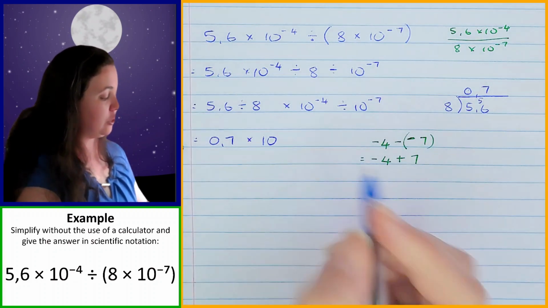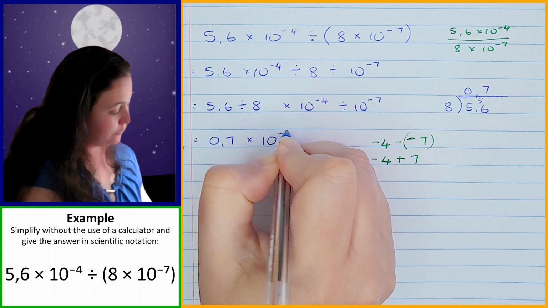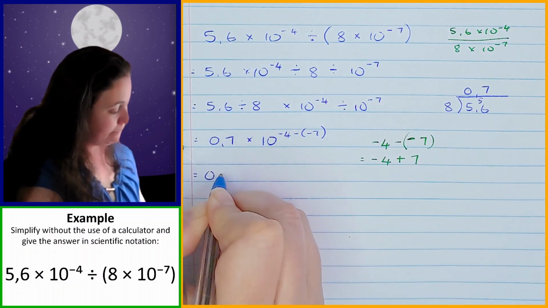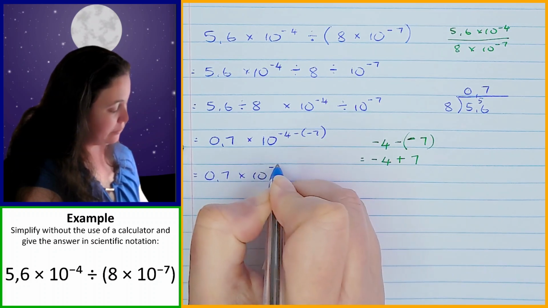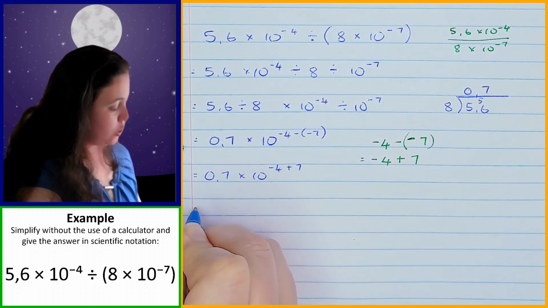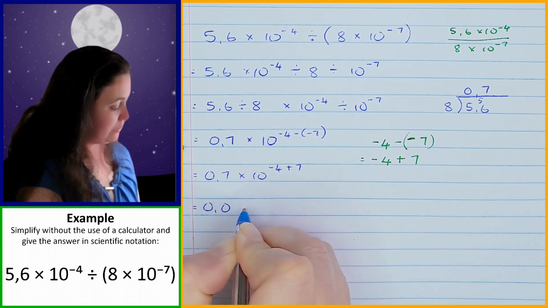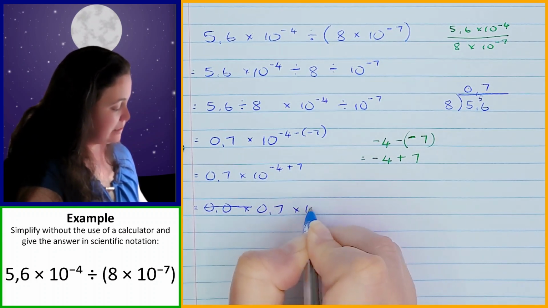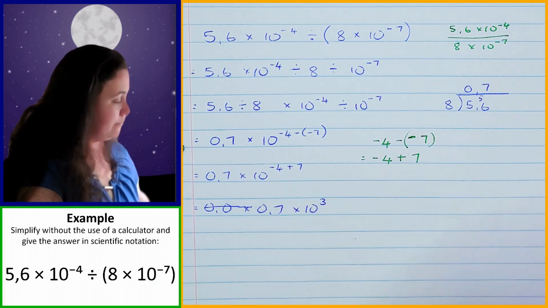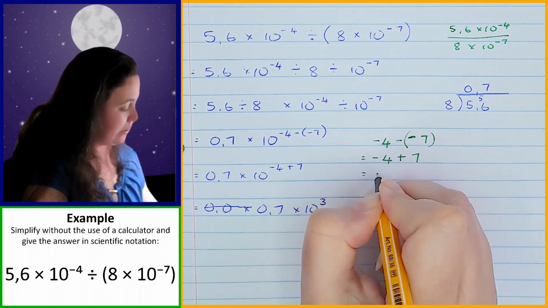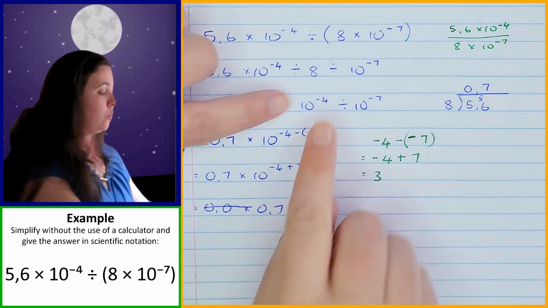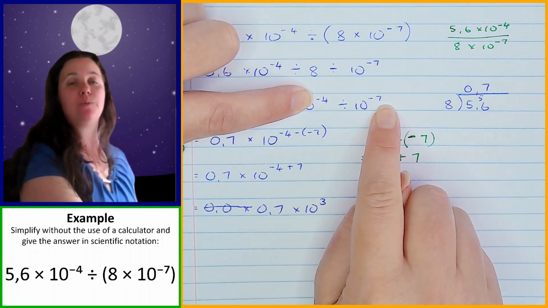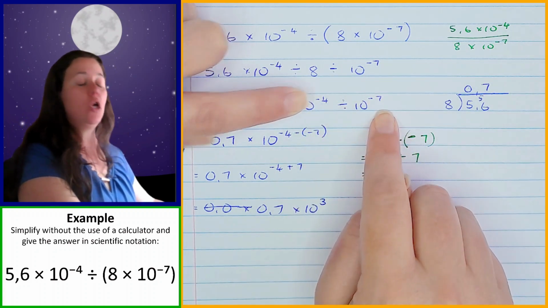So you can show this over here. This is 10 to the power of negative 4 minus negative 7, which changes to 10 to the power of negative 4 plus 7, which then gives us 0.7 times 10 to the power of 3, because this equals 3 over here. Or you can work it out straight away by saying negative 4 minus negative 7 is going to be negative 4 plus 7, which gives us 3.